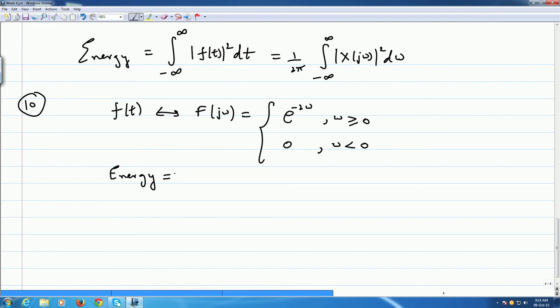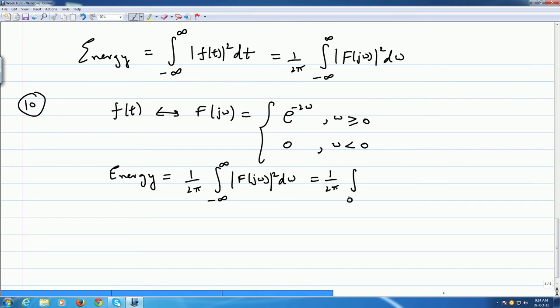So, now we know energy given f of t, you can do integral from minus infinity to infinity absolute value squared. Given the Fourier transform also, you can use the same formula. So, you use Parseval's relation, this is minus infinity to infinity absolute value of F, okay, so I am writing F here and X here, I am sorry, F of j omega squared d omega. So, now it is just a question of using this particular F of j omega here and evaluating this integral.